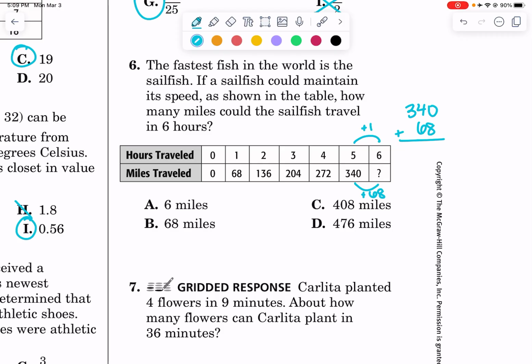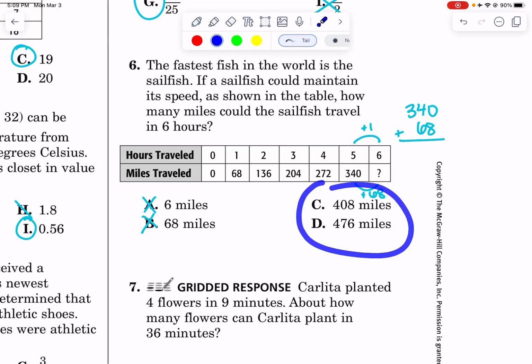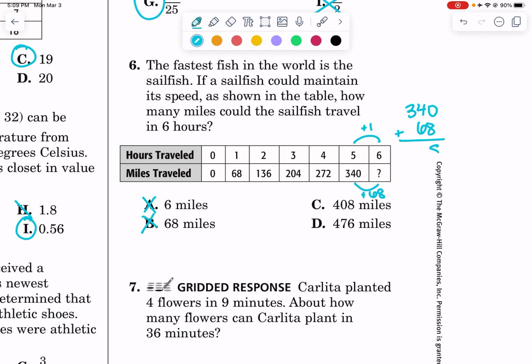I know it can't be A or B because in 1 hour, the sailfish travels 68 miles. So how in 6 hours would it only travel 6 miles? Or how in 6 hours would it only still travel that same 68 miles? So those I can definitely eliminate. C and D both seem reasonable, but let's see. 340 plus 68, 0 plus 8 is 8, 4 plus 6 is 10. I'm going to regroup that one. 408 miles, which is answer C.